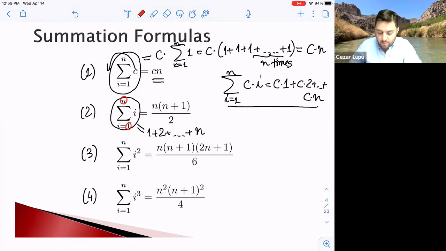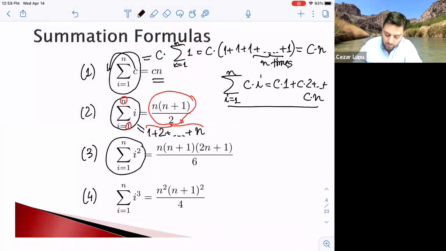Guys, am I clear? So you're summing up all these numbers i from i equals 1 to n. So for i equals 1, it's 1. For i equals 2, it's 2. For i equals n, it's n. So you sum up all of them: 1 plus 2 plus n. And 1 plus 2 plus n will give you this guy here. So this is equal to n times n plus 1 over 2. All right. Tell me about this one now.